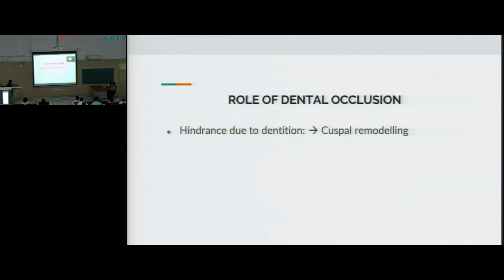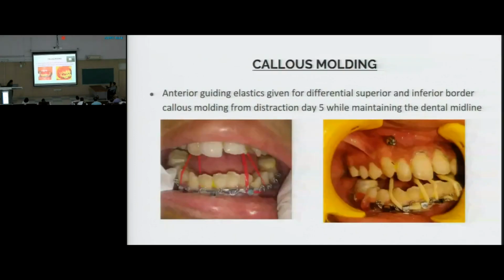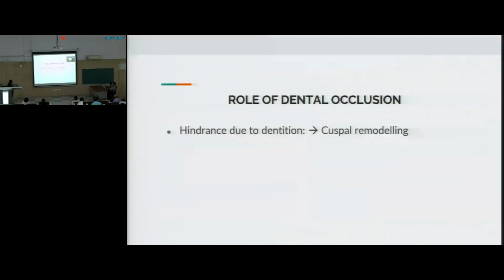And then this is what we have discussed, the cuspal remodeling. If we could see here, we placed a posterior occlusal stop over here, so that the mandible is free to move and the distraction is not being hindered.